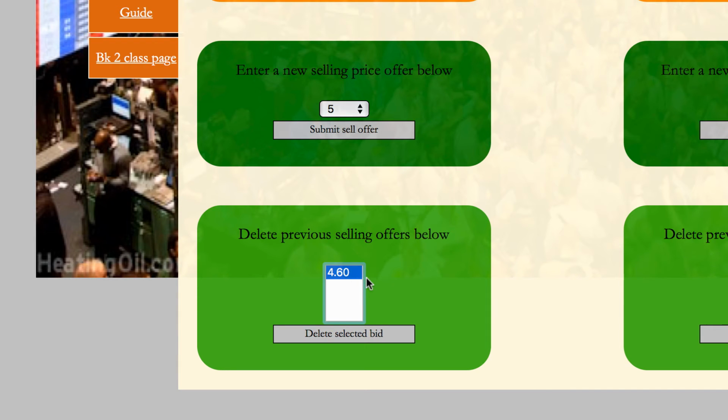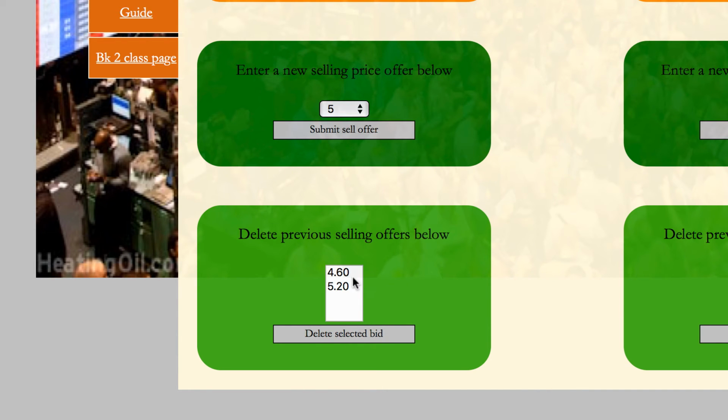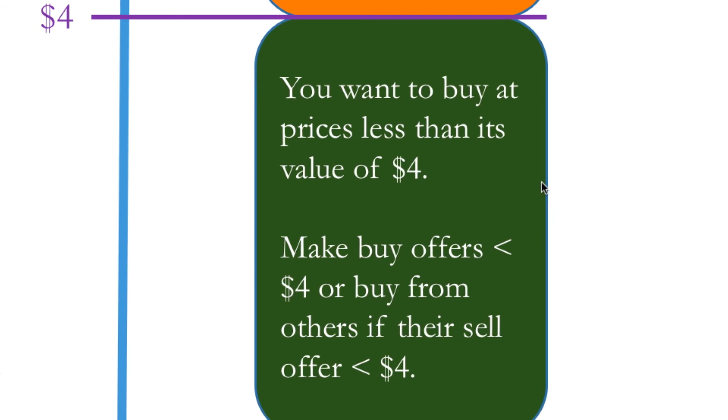Now you don't have to keep that price. Suppose I say, okay, $4.60, I want to actually see if I can get a little better price. I can add another sell price of 5.2. So I've got two selling offers down here. And suppose I want to get rid of that 4.6. I could just hit delete selected bid. Now maybe someone will buy it from me for $5.20, maybe not. I can change my selling offers based on what happens throughout the game. So that covers some of the selling things we can do.